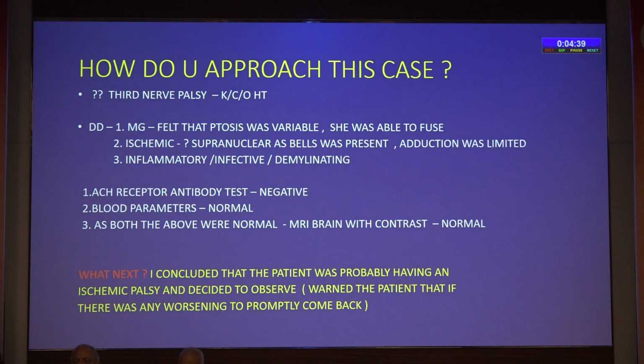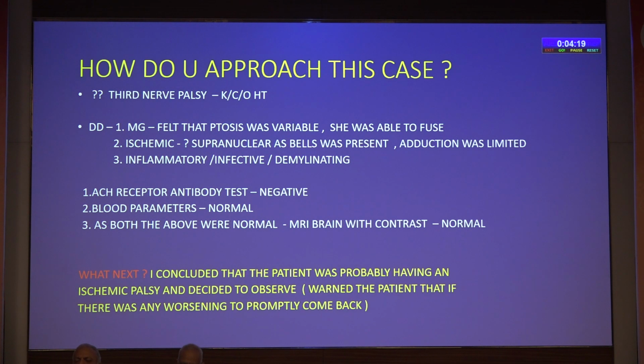So how do I approach this case? The patient had query a third nerve palsy. She was a known patient of hypertension. What were my differentials? My first differential in this case was myasthenia. I felt that the ptosis was a little variable, and she was able to fuse. The second differential was, could this be ischemic, but could the cause be supranuclear as the Bell's was present?